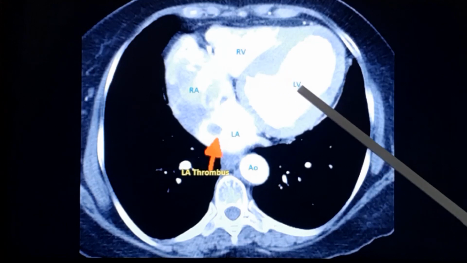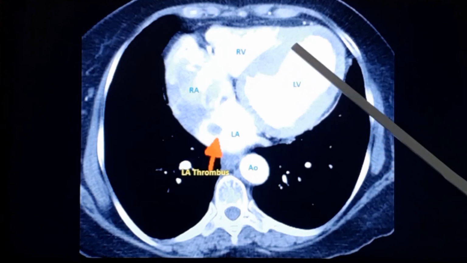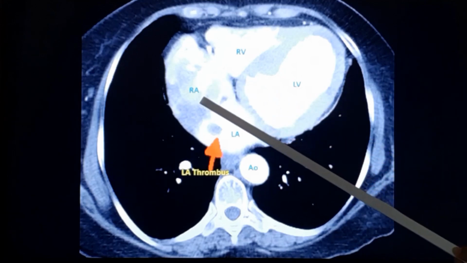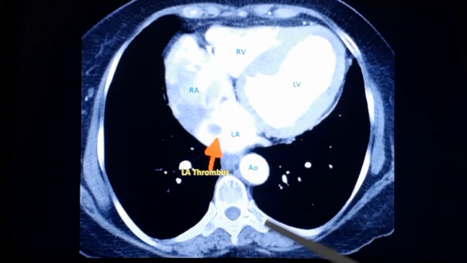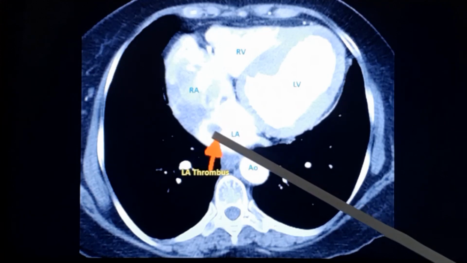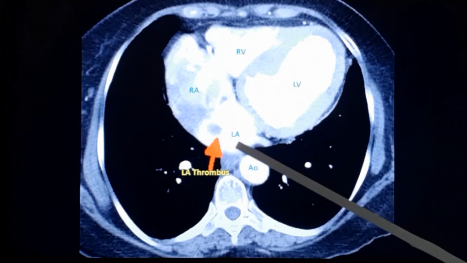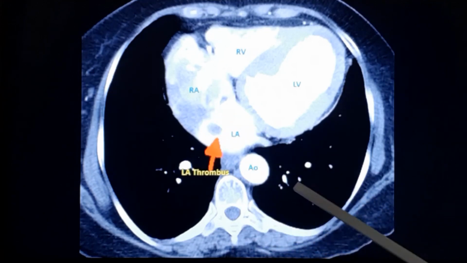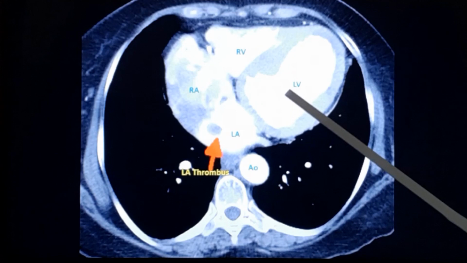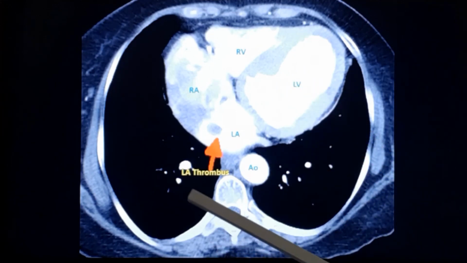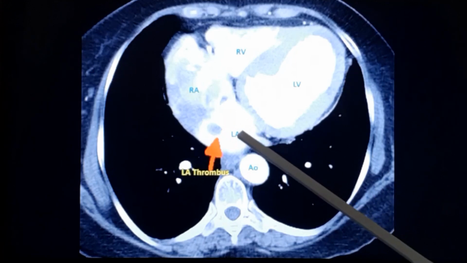This is the right ventricle, left ventricle, interventricular septum, free wall of the left ventricle, right atrium, left atrium. So you can see a well-defined negative shadow within the contrast-filled left atrium. That's a thrombus. These slight negative contrast could be due to papillary muscles or valvular structures.